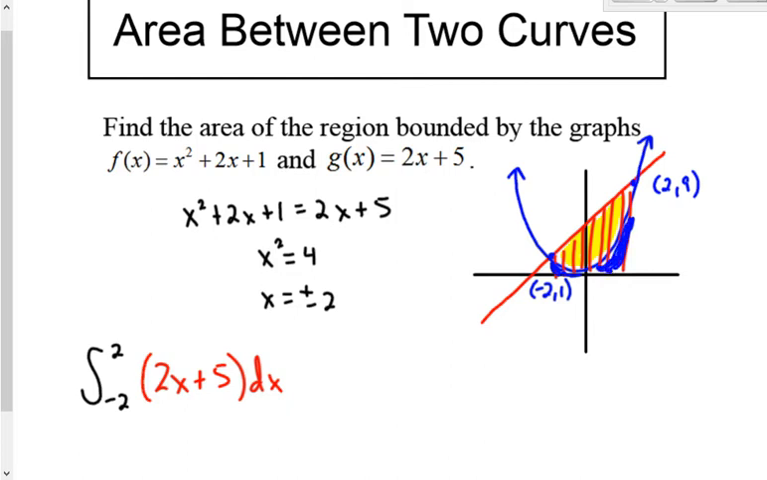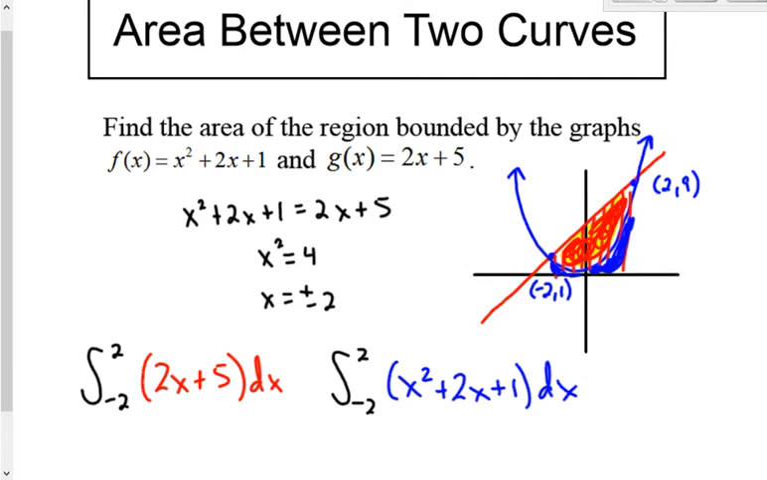So that area right there would be the integral from -2 to 2 of the parabola, which is x squared plus 2x plus 1. If I integrate this, I get this blue area. Right. If I integrate the 2x plus 5, I get this red area. That's what we're looking for, is this red area. So I want to subtract out the blue area. So I'll take the function on top minus the function on the bottom.